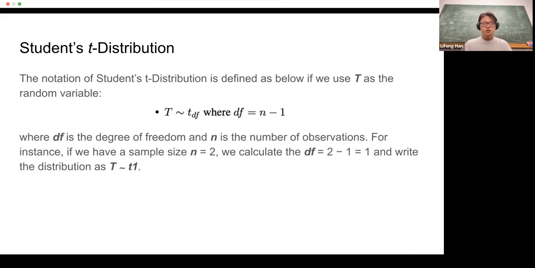The notation of Student's t-distribution is defined as below if we use t as a random variable. df is the degree of freedom and n is the number of observations. For example, if we have a sample size n equals 2, we calculate df equals 2 minus 1 equals 1, and write the distribution as t to t1.